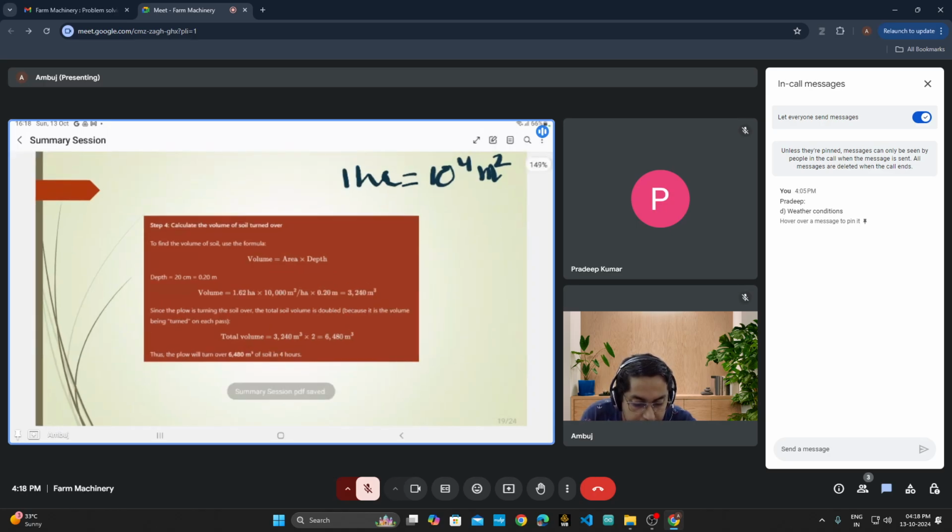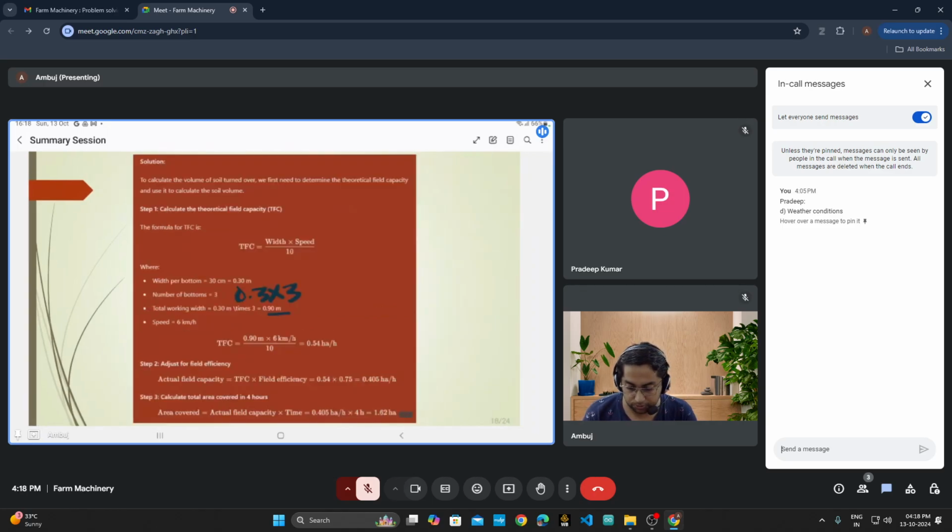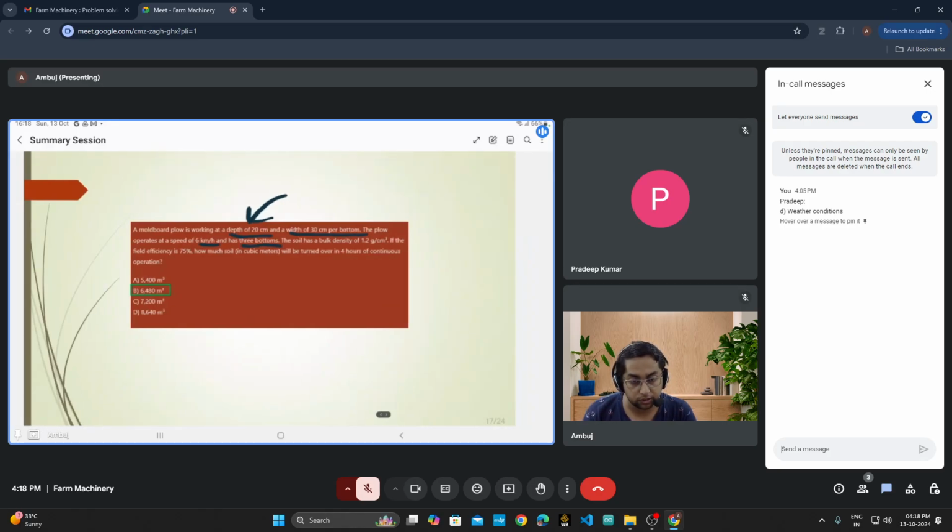Okay, I'll directly convert and say that the volume is 3240 cubic meters. 1.62 into 10 raised to power 4, that is in square meters, multiplied by 0.2 meters, that is 3240 cubic meters. Now a twist is there. I think 3240 is not an option.